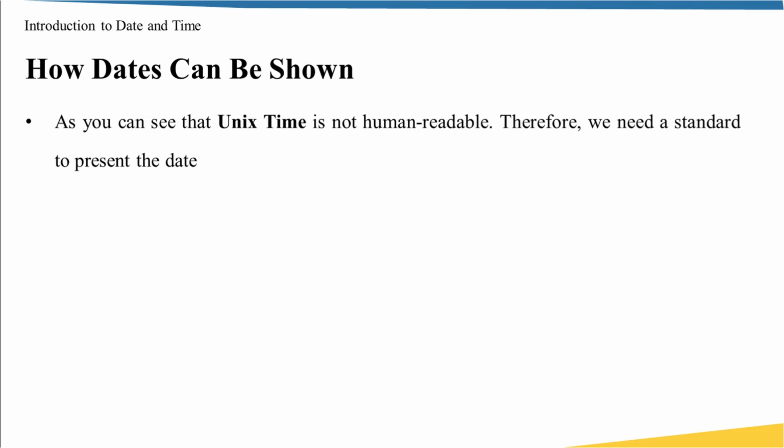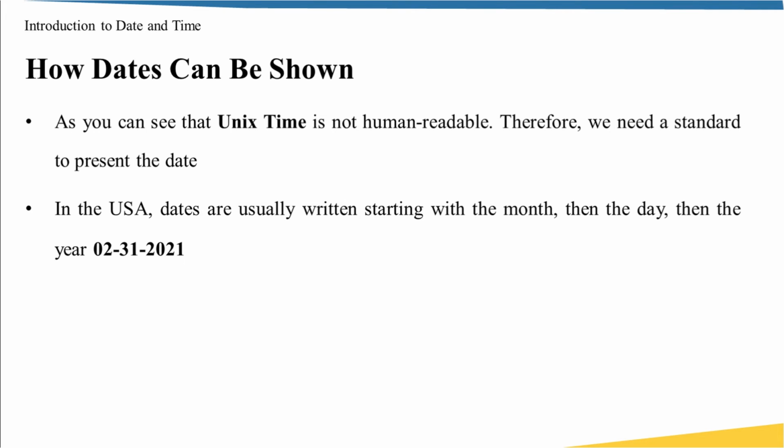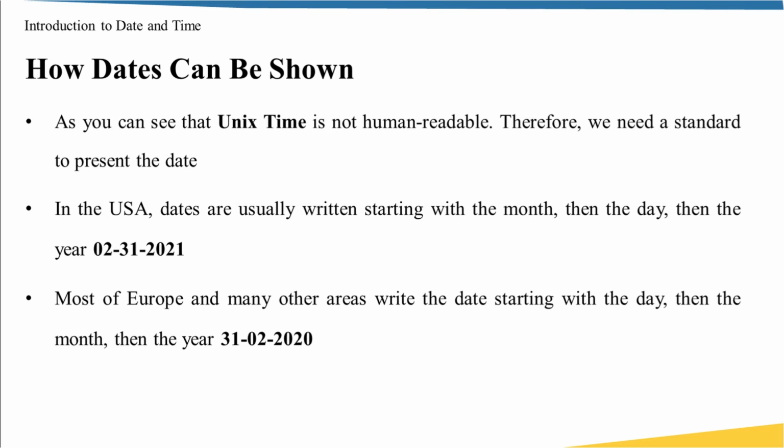So, we need a standard to represent the date. For example, in the USA, dates are usually written starting with month, then day, and then year, as in my example here, 31st of February 2021. Whereas in Europe, for example, we write the date starting with the day, then month, and finally the year, as we see here with the same date, 31st of February 2020. And we have to know that different cultures have different formats to represent the date, and this makes dealing with date and time a little bit complex.